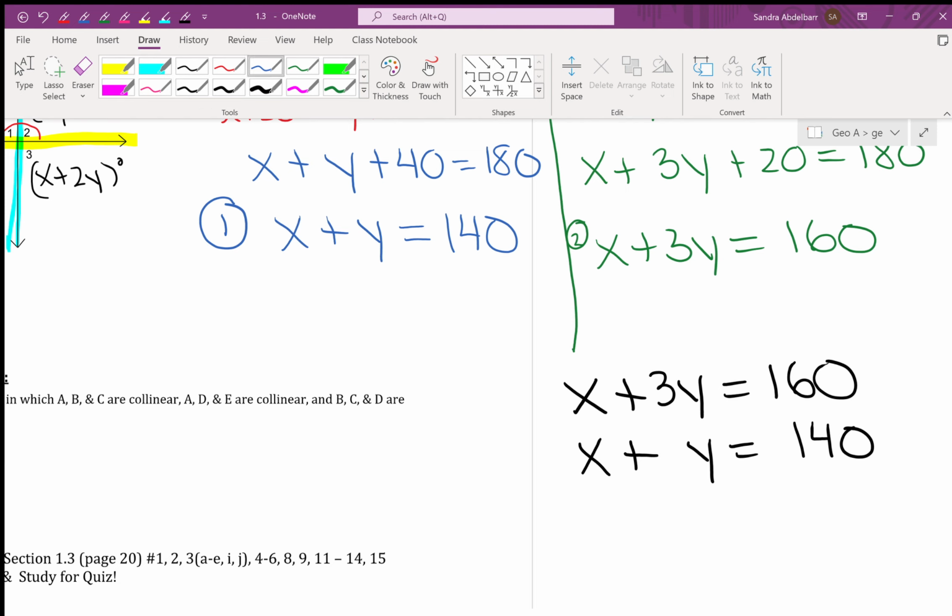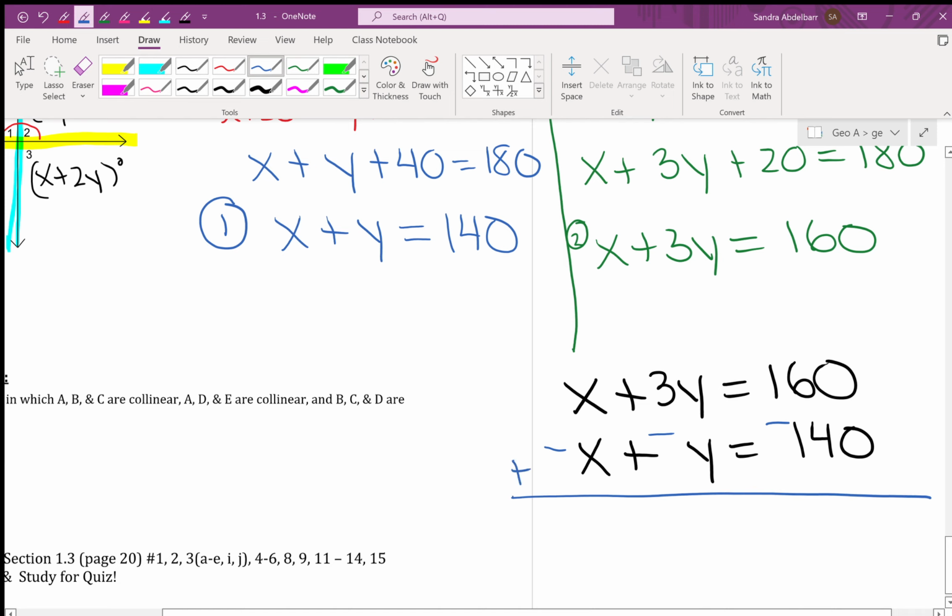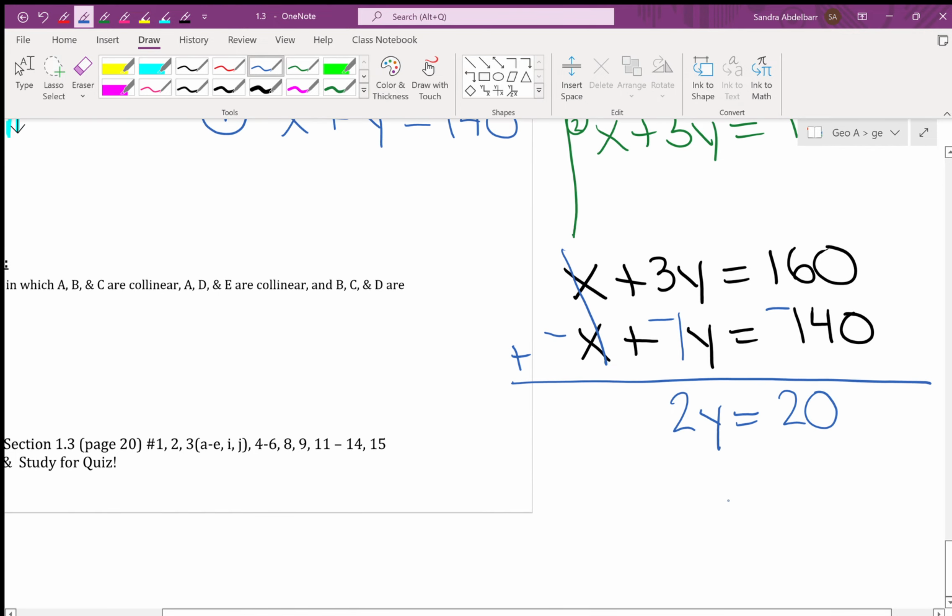Yeah, we can distribute in a -1 right here. And that way we can cancel out. So x plus a -x cancels. 3y minus 1y is 2y. 160 minus 140 is 20. So 2y equals 20, y will equal 10. I found the y. Now what do I do?